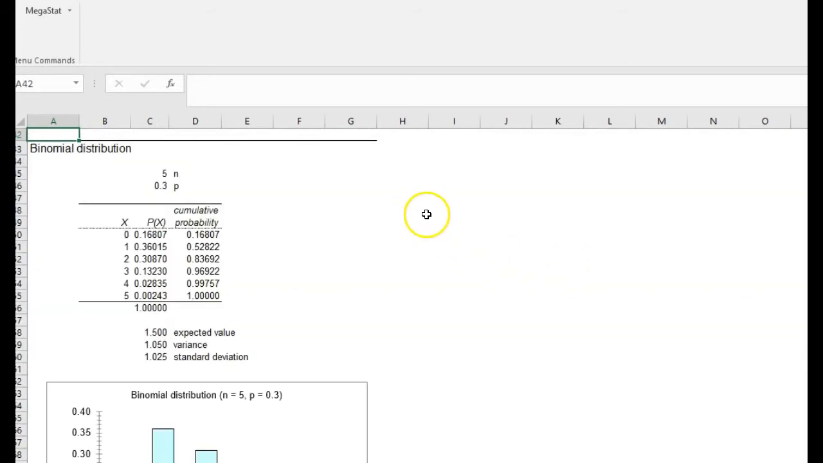It puts it into an output sheet, n equal 5, p equal 0.3, and then look. For x equals 0, it gives us the p of x right there. These numbers look really familiar. Cool. And then this has the cumulative probability. So it's just adding up the probabilities summed to that point. And as we get to the last value, obviously the sum is going to be equal to 1, because that's our total probability.